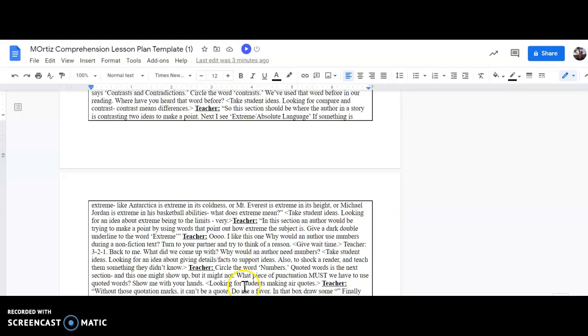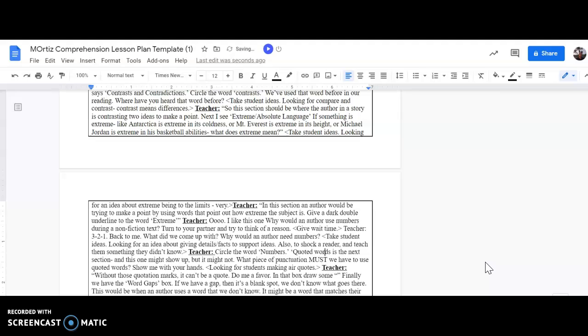Quoted words in the section, and this one might show up, but it might not, all right? So the quoted words is, all right, so sometimes we use those punctuation. I'm going to ask the kids to put up like air quotes, make your air quotes, right? I'm going to ask them what would that look like, and that should be the response. If they don't, I will elaborate, showing them the air quotes. All right. Sometimes we don't always see quotes in this kind of text. Finally, we have the word gaps box.